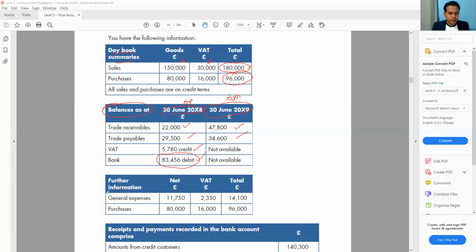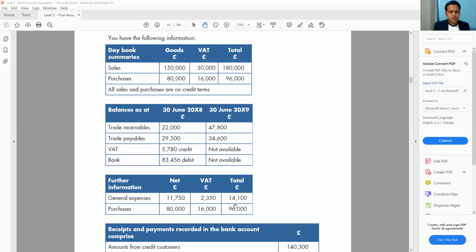Then we have further information. Here we can see for the general expense, we have a total of 14,100. VAT is 2350 and the net is that. All this VAT we will claim back. Even for any VAT we paid, we'll claim it back. The purchase you already have here at the top, so you don't have to reconsider it again. What else do we have in the information?